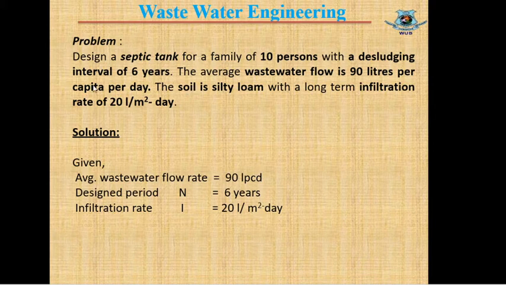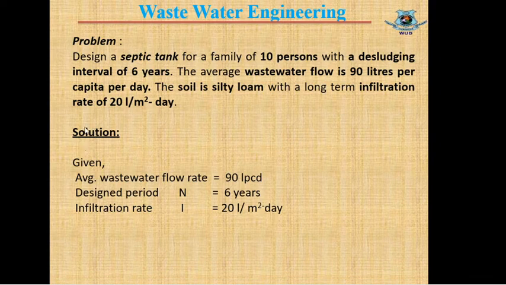Let's now design a septic tank. See the question. Design a septic tank for a family of 10 persons. That means 10 persons will use a septic tank, and we will have to design this with a dislodging interval of 6 years. That means the value of N is 6 years. The average wastewater flow is 90 liters per capita per day. That means the value of small q is 90 liter. And the soil is silty loam with a long term infiltration rate of 20 liter per meter square per day. That means the value of I is 20 liter per meter square per day.